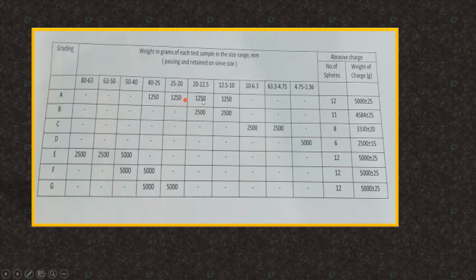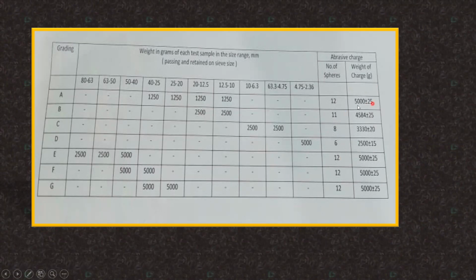For this particular grading, whether it's A grading, B grading, C, D, E, F, based on your requirement, the grading is given. So this is the total weight I have got, and for this weight, how many spheres I have to take, that is the number of steel balls I need to take. I need to take 12 steel balls. It is written 12. Suppose the grading was B, then you have to take 11 spheres. Suppose the grading is C, then you have to take 8 steel balls. In this way these things are given.